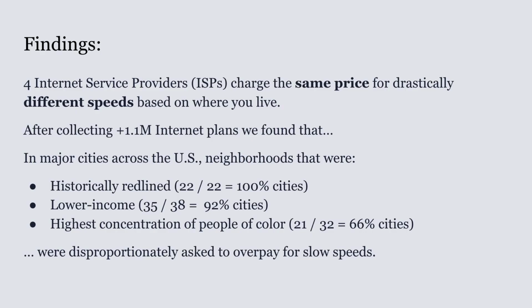And again, if you want to look at the results, all 100% of the cities with historical redlining maps had disparities based on those ratings. 92% of cities had disparities based on income, and two-thirds had disparities based on race and ethnicity. I seldom see patterns that stark, it's a little bit unbelievable.